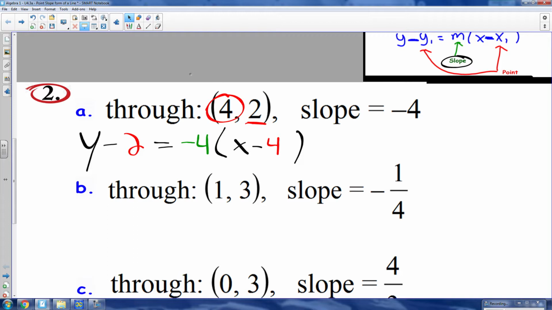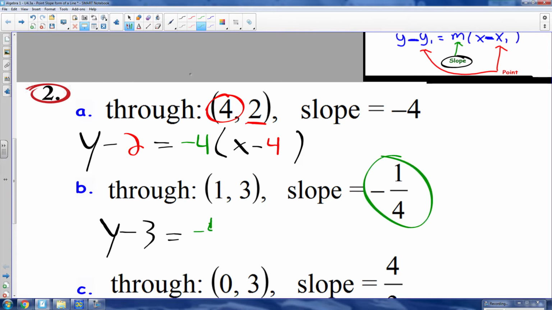Part B here. It says find the equation through 1, 3 with a slope of -1/4. So y minus what? Y minus the y value. Which one's the y value? The 1 or the 3 or the -1/4? The 3. So it's just simply y minus 3 equals, and then we have a slope of -1/4. We've been using green for slope, so I'll keep that in mind. Pretty easy, actually. And then x minus whatever the x value is. What's the x value? 1. That's it. That's all you do.